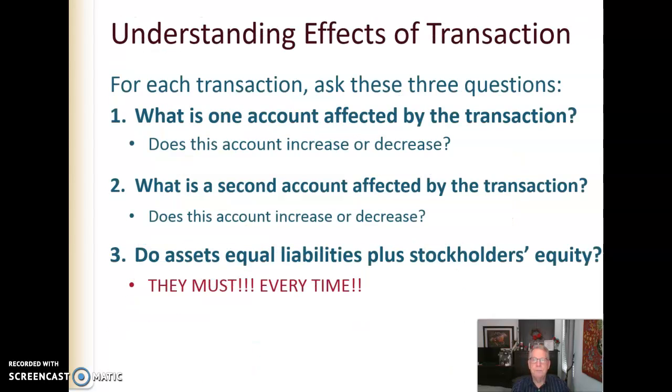So, we're going to determine here 3 questions. How is one account affected by that transaction? And what is the second account affected by that transaction? We must have at least 2 accounts, one a debit, one a credit, for every transaction. Sometimes we might have more than one debit or more than one credit, but the journal entry must always balance every time.